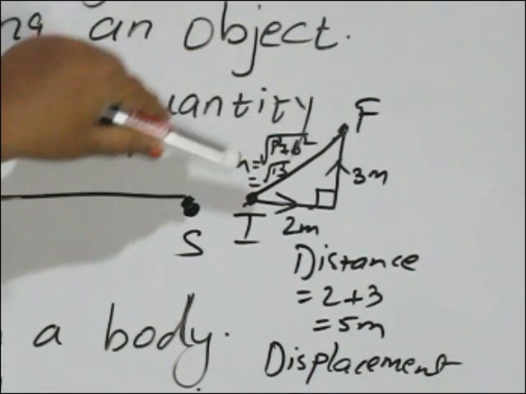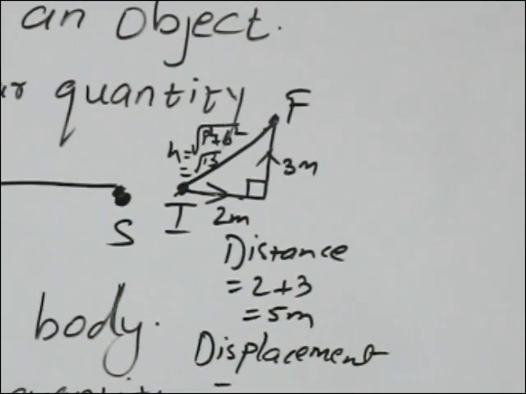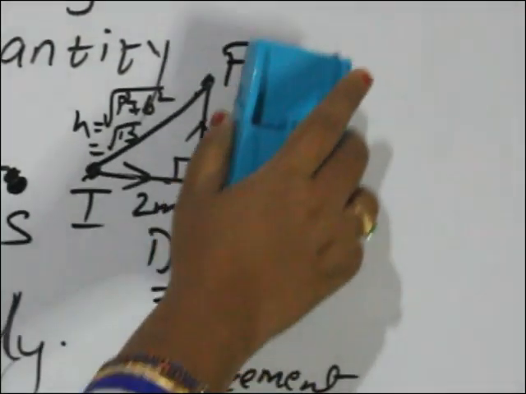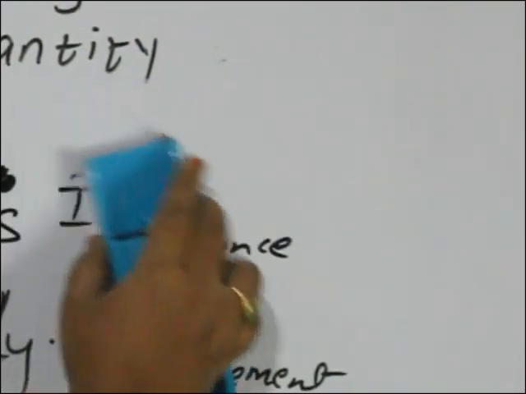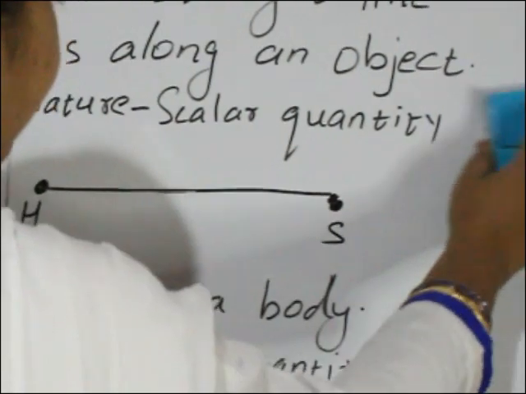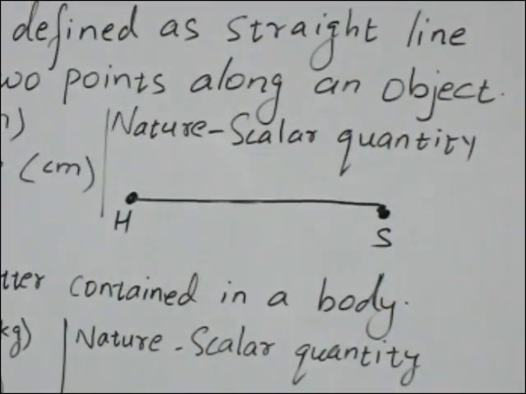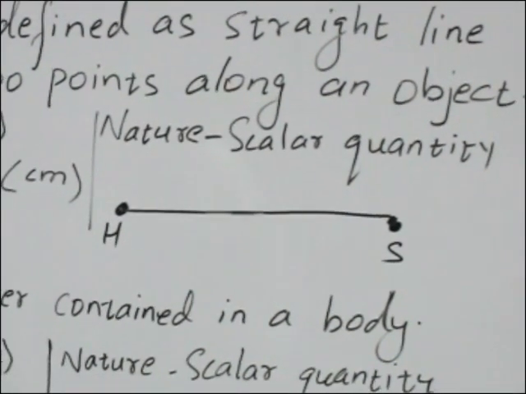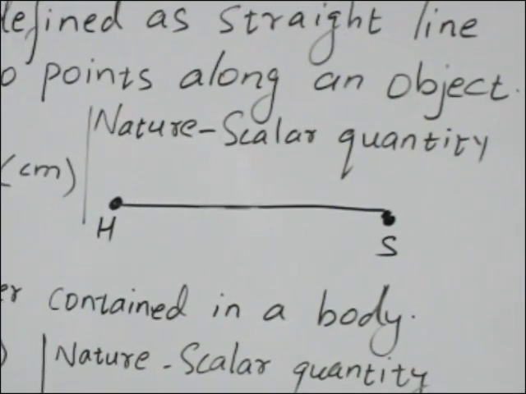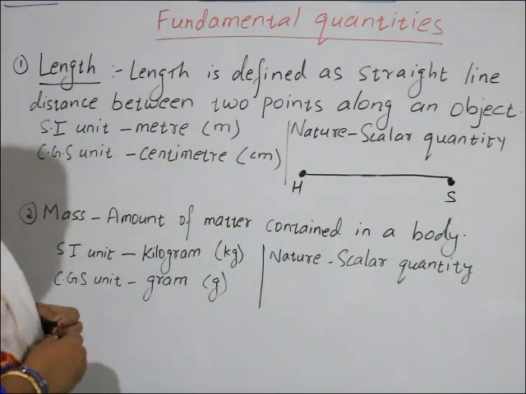The distance between the initial and final point, that is the shortest distance. Square root of 13 will be less than 5. Clear? We will discuss some scalar and vector quantities and the differences afterwards once again. So here in short, length is nothing but a distance. It's a linear distance between 2 points along an object, and it's a scalar quantity.